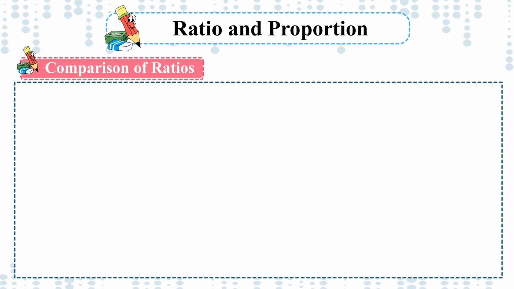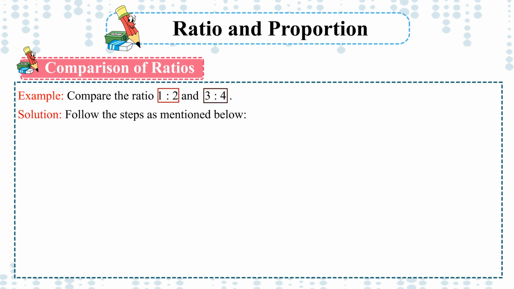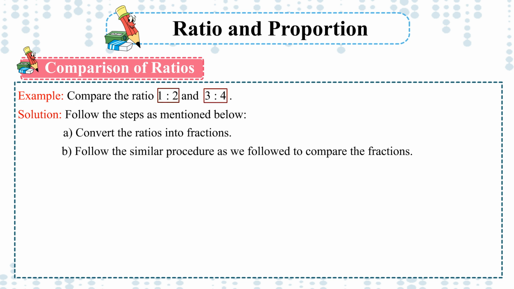Comparison of ratios. Example: compare the ratios 1:2 and 3:4. Solution: follow the steps as mentioned below. A. Convert the ratios into fractions. B. Follow the similar procedure as we followed to compare the fractions.